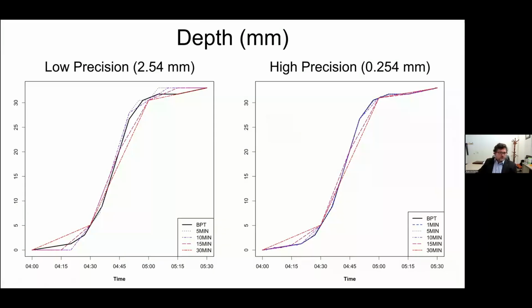And when we're recording depth at the different precisions that our gauges are designed for, low and high precisions, you can see it doesn't look very different. We end up following the line pretty closely, and we end up at the same point in this example. And you can see the breakpoint is the black line, and the different fixed intervals, 5, 10, 15, and 30 minute, are in the different colored lines.